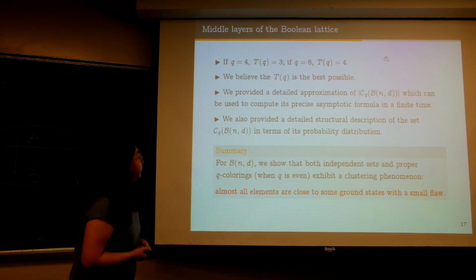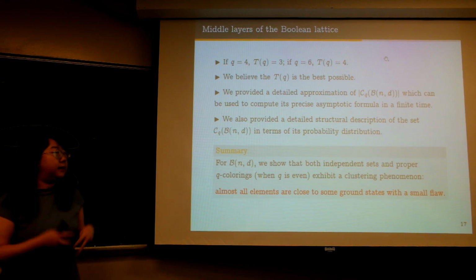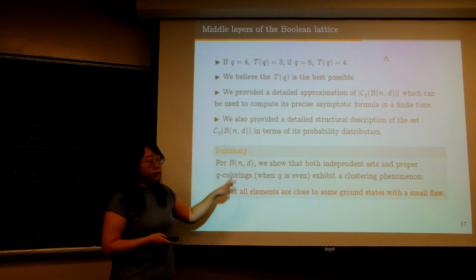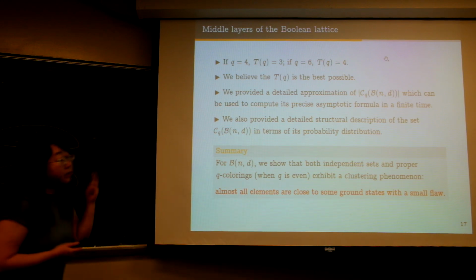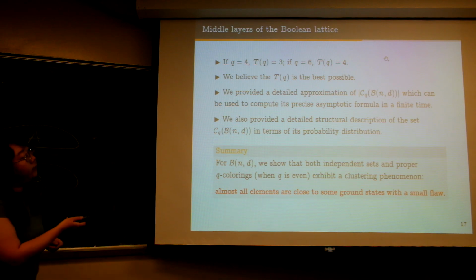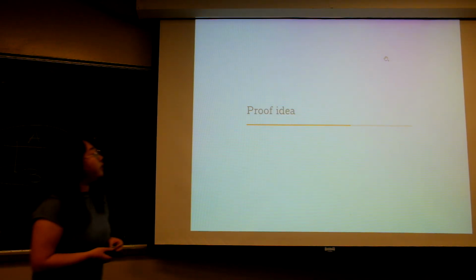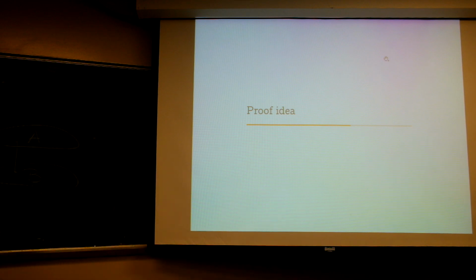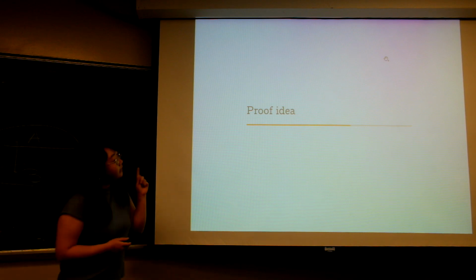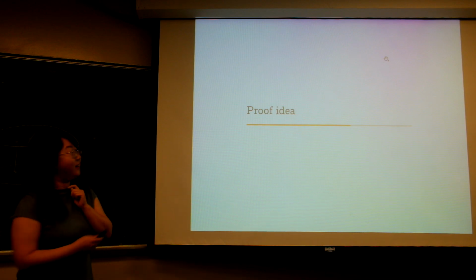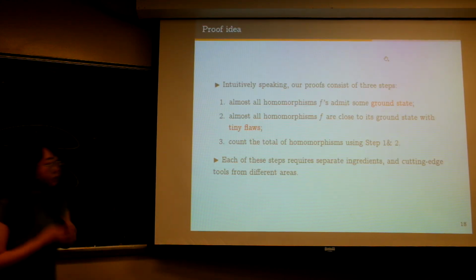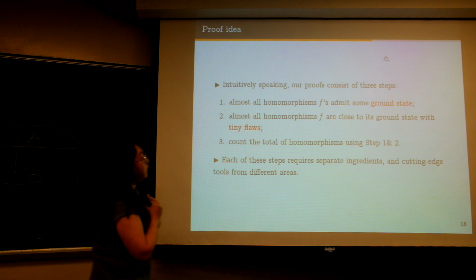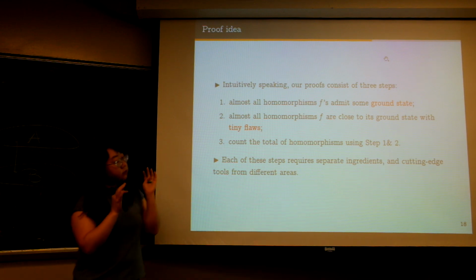In summary, for the middle two layers, we showed that both independent sets and proper Q colorings, of course when Q is even, do have this clustering phenomenon, similarly to the hypercube. So what happened to the odd Qs? I'll mention that later. Okay, next let me quickly go through the proof idea. Intuitively speaking, this proof generally consists of three steps.